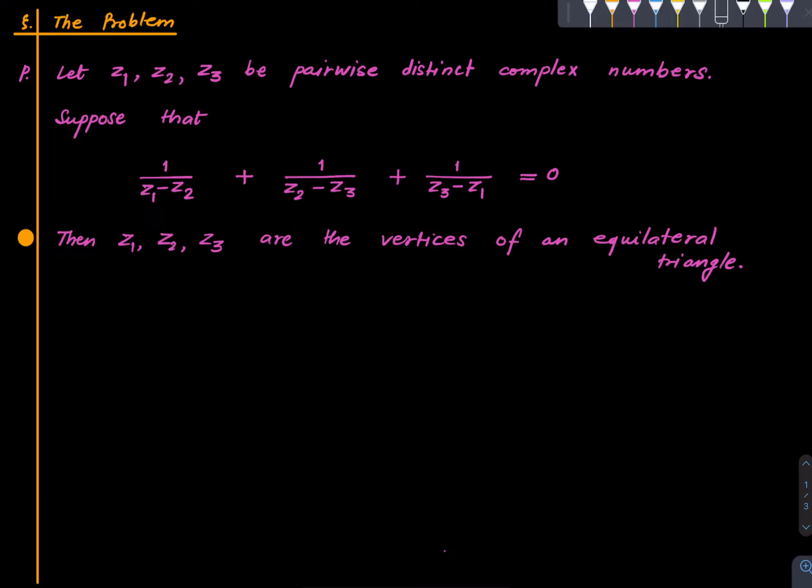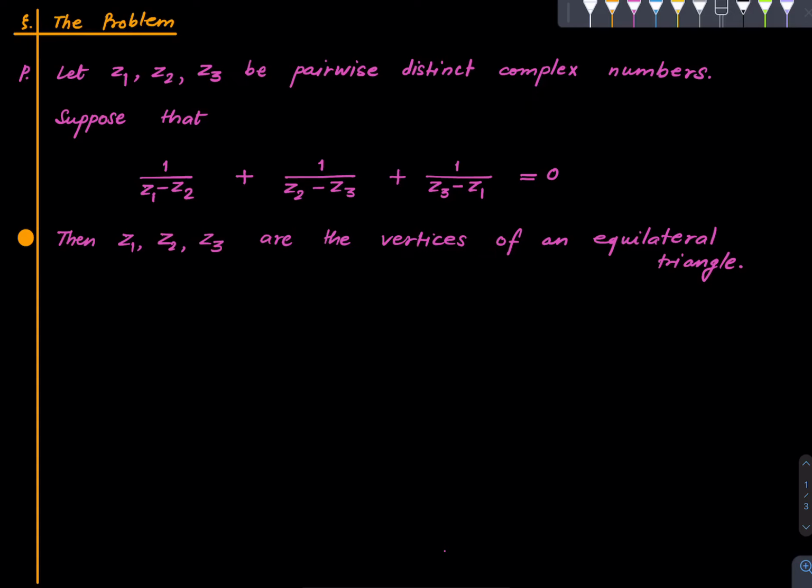In this lecture, we'll solve a problem basically. Suppose Z1, Z2, Z3 are complex numbers and they are pairwise distinct. And suppose this happens. This makes sense because Z1 and Z2 are different, so it makes sense to consider this fraction, and similarly for this and that. Assuming this, we want to show that Z1, Z2, and Z3 are the vertices of an equilateral triangle. All right, so that's the puzzle.